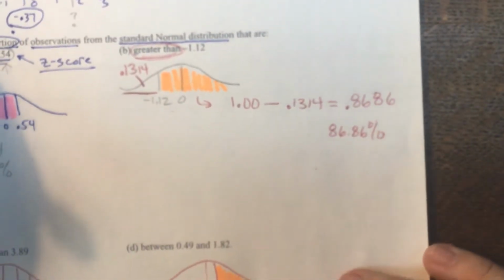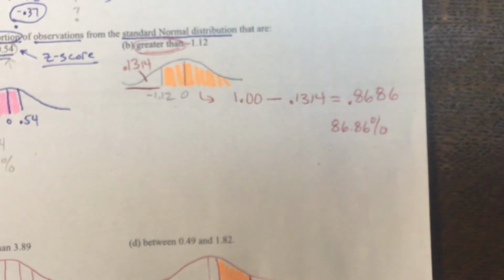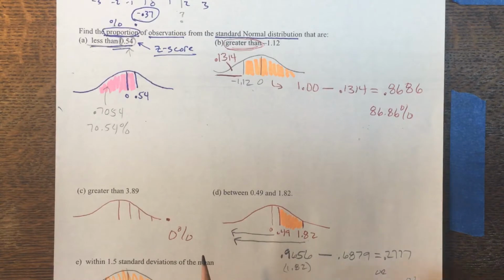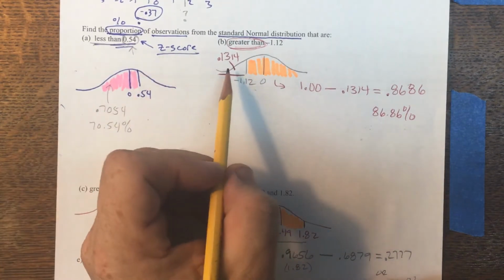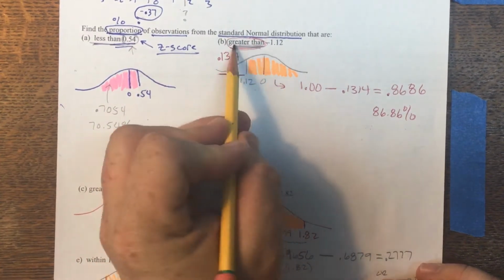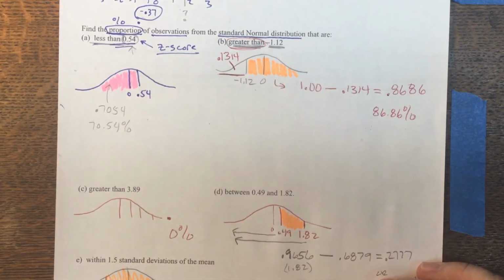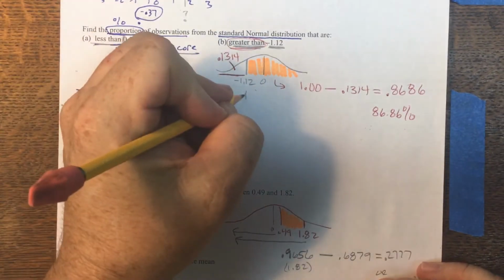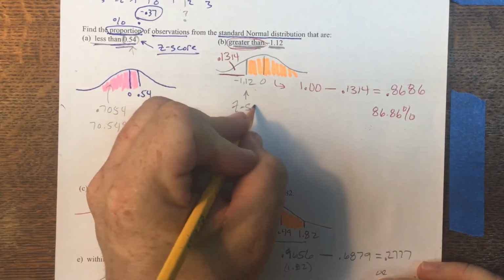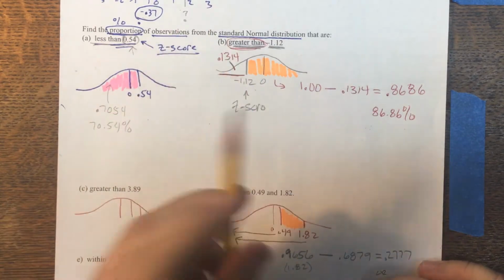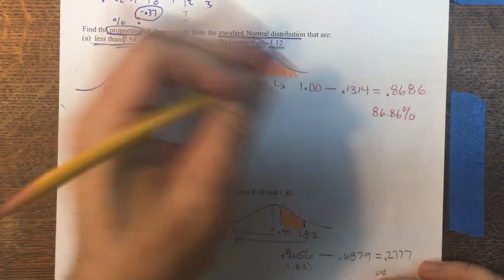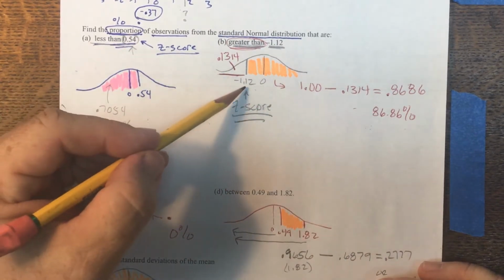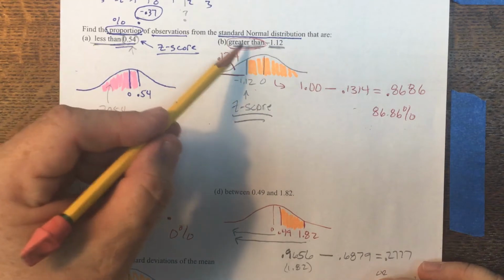So if we go here, right here like this, I'll squeeze down in here a little bit more so I can make sure it's on there. All right, so good. If we have greater than, that's a key piece, greater than negative 1.12, we want a z-score. Remember, this is our z-score. Negative 1.12, we want the greater than.